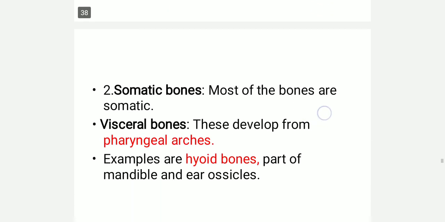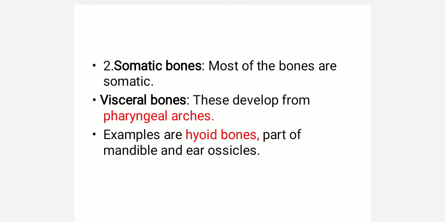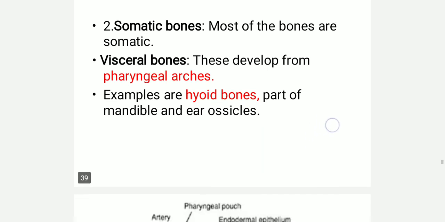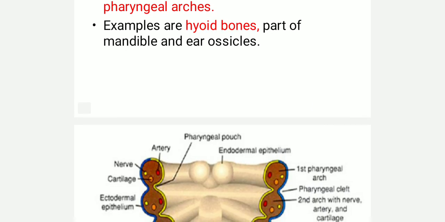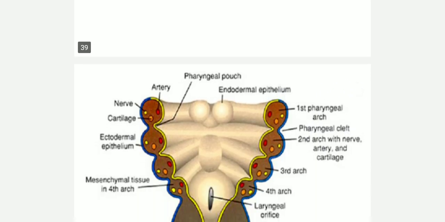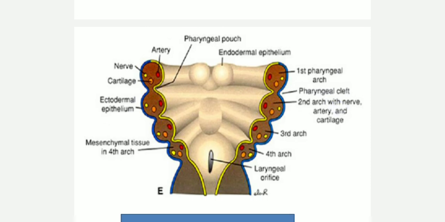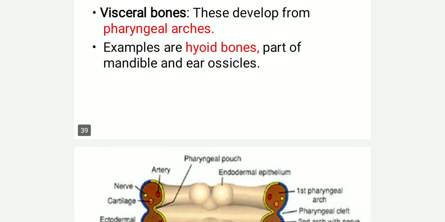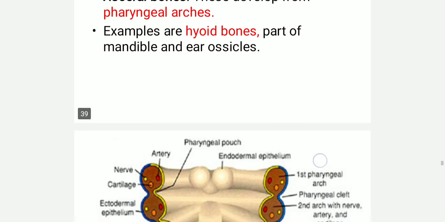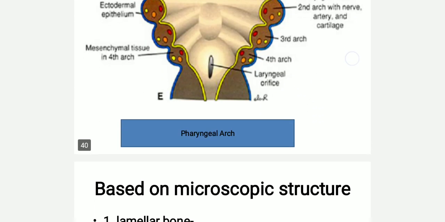Now, somatic bones. Most of the bones are the somatic. Soma, which is related with the body. Okay, so most of the bones are the somatic. Visceral bones, these develop from the pharyngeal arch. Pharyngeal arch is one of the topics of embryology during intrauterine life. So the bones which develop from the pharyngeal arch are considered visceral bones. Examples are the hyoid bone, part of the mandible, and ear ossicles. These are the examples of the visceral bones.